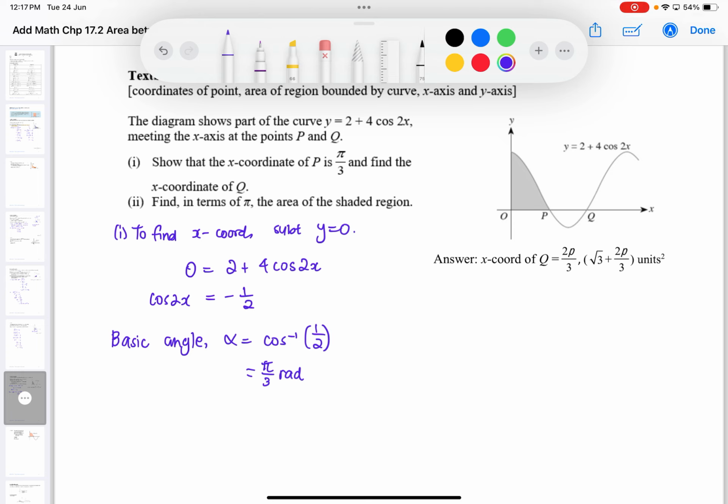Divide by 180 times pi. Okay, so that will give you the radian answer. Okay, then from here, how do I solve for x? 2x is equal to, draw my ASTC. Which quadrant does this lie in?